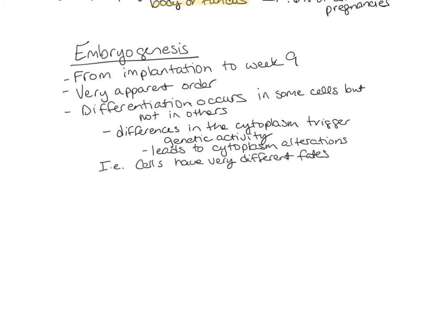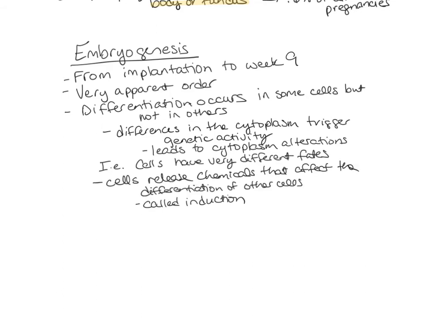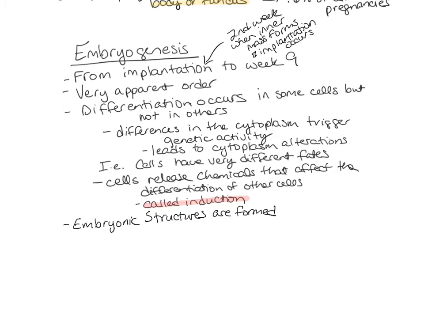As development proceeds, the cells release chemicals that affect the differentiation of other cells. This is called induction. It involves a series of interacting steps. During embryogenesis, embryonic structures are formed. Embryogenesis starts at the end of the 2nd week when the inner cell mass is formed, and it ends at the 8th week when the embryo becomes a fetus.